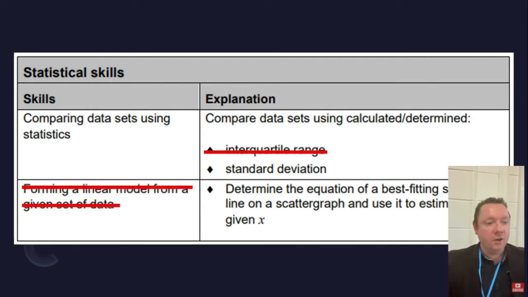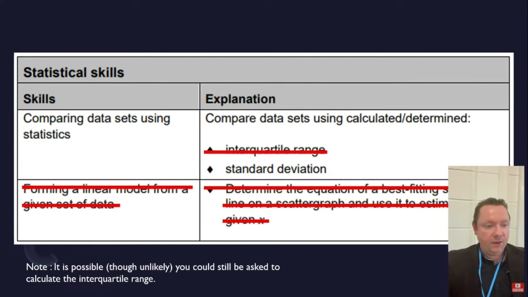The last one, from the linear equation model, given a set of data, you'll not be asked to find the line of best fit from a scatter graph. So that is it. There's a little caveat there. It's possible, more likely, you could still be asked to calculate that quartile range.